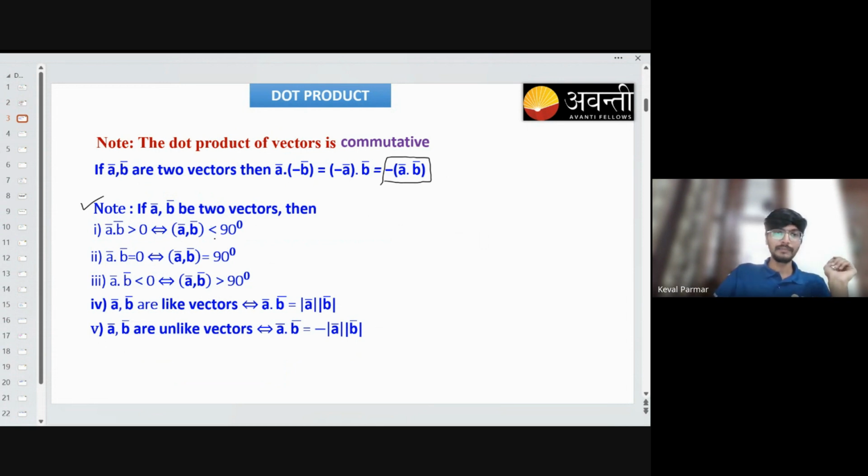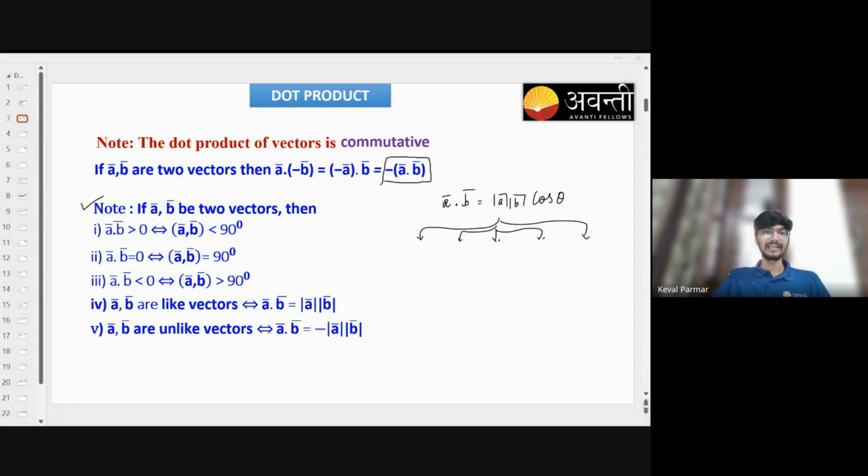Now here, these are some important notes to remember for you all. What is A bar dot B bar? I'll make a table here for you to understand. A bar dot B bar is mod A mod B into cos theta. Now, depending on the value of theta, we have 5 conditions. How many conditions we have? Depending on value of theta, we have 5 conditions. Those are that theta can be equals to 0, and the last one is theta can be equals to 180.